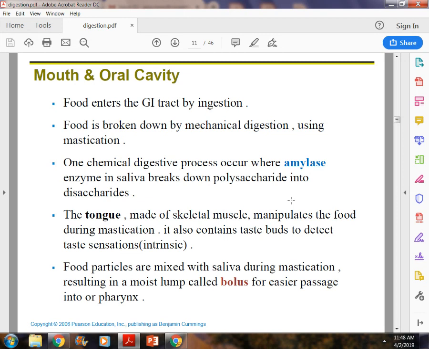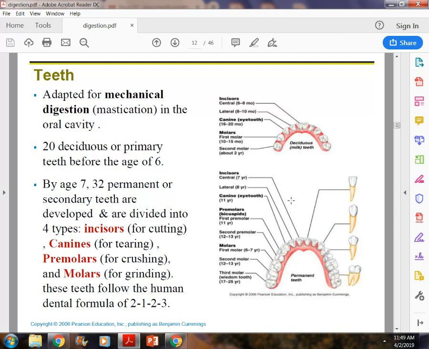Once we have chewed food and it's mixed with saliva and mucus from the mucosal membrane, it becomes something called a bolus. A food bolus is what actually enters the esophagus to be transported down to the stomach. In the esophagus, absolutely no digestion takes place, just peristalsis, just movement of food.